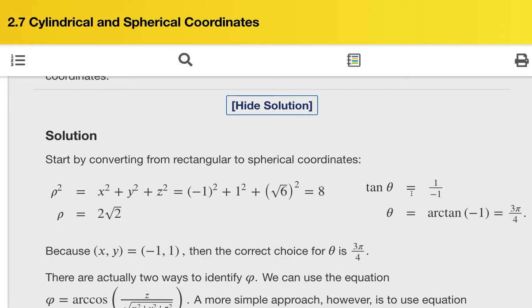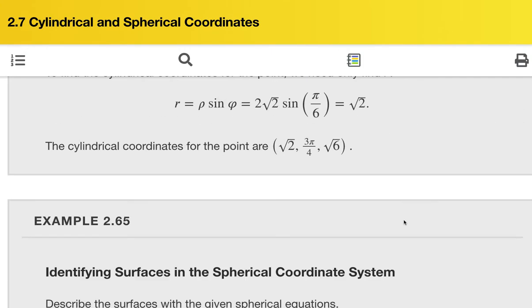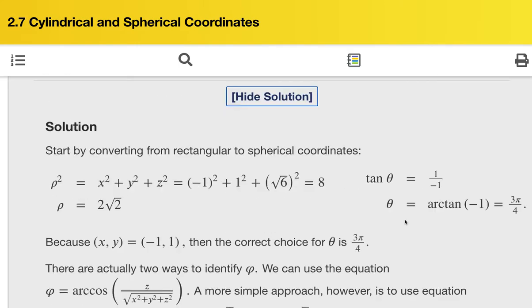So rho is the square root of 8, which is 2 times the square root of 2. Remember, theta is always given in the fashion of y over x. You want to be very careful. It is y over x, which is -1. And in this case, the arctangent of -1 is 3 pi over 4. But anyway, you want to be very careful. Let me check if the textbook gives a graph. I mean, if you have the x and y values switched, the angle will be totally different.